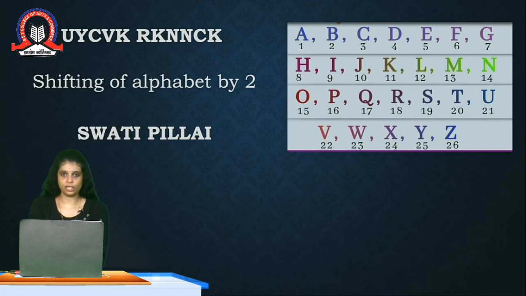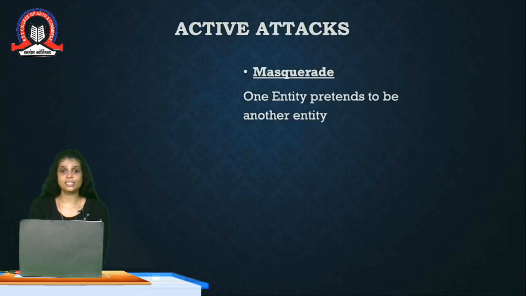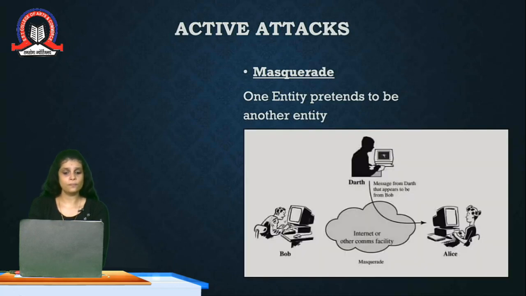So let's move on to the next topic. Next is the active attacks. As I said, there are 4 categories. From that, first category is the masquerade. So what happens in masquerade attack is one entity pretends to be another entity. In that, our identity is stolen. So Bob sends a message to Alice, but what Darth does is he steals the identity of Bob. Means Alice thinks the message is coming from Bob, but actually Darth is sending the message. He has stolen the identity of Bob.